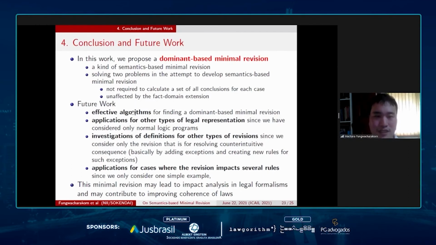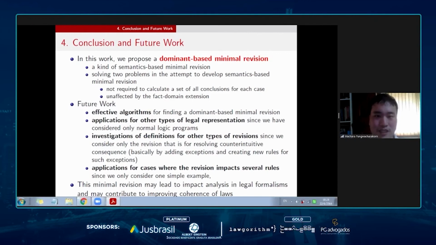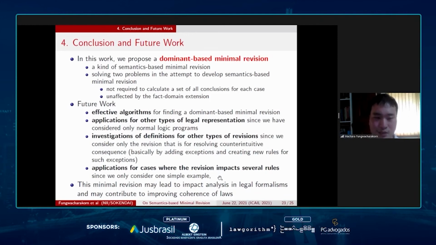domain extension. And in future, we would like to develop effective algorithms for finding such minimal revision, and make applications for other types of legal representation and other types of revisions, and applications for the case where the revision impacts several rules. So we hope that this minimal revision may lead to impact analysis in legal formalisms and may contribute to improving coherence in law.